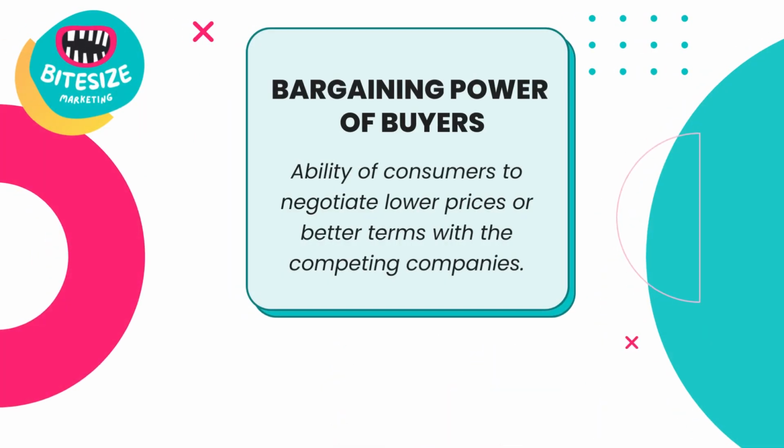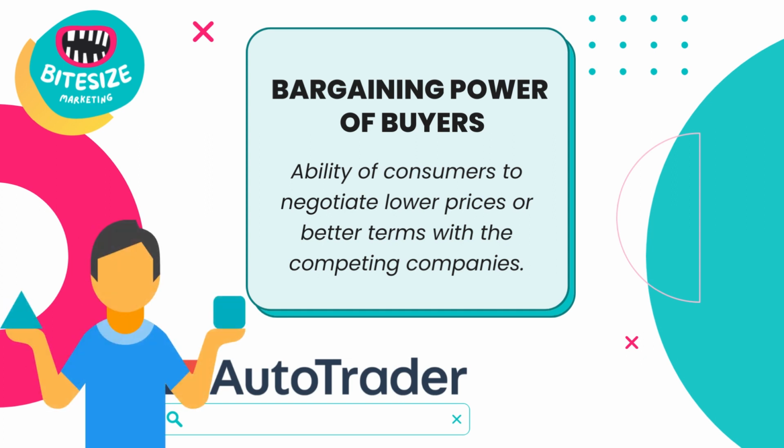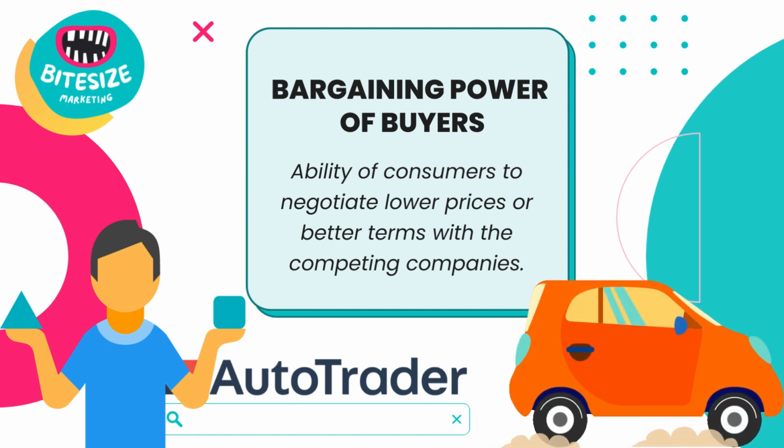Bargaining power of buyers. This refers to the ability of consumers to negotiate lower prices or better terms with competing companies in the field. The more power buyers have, the lower the profitability of the industry will be. Let's think about the car industry as an example. Buyers now have the ability to easily compare prices and features of different models online, giving them the ability to negotiate for lower prices or demand additional features when purchasing a car.